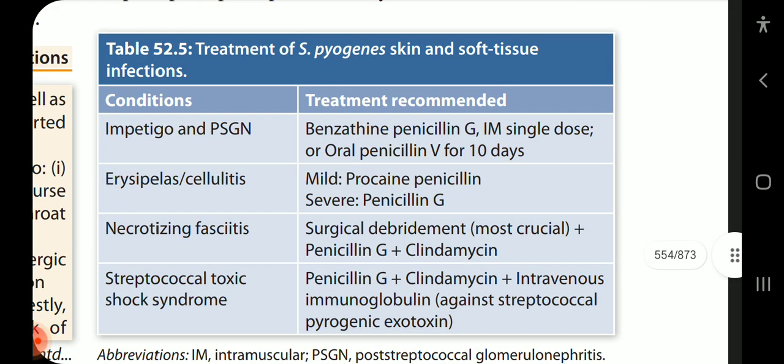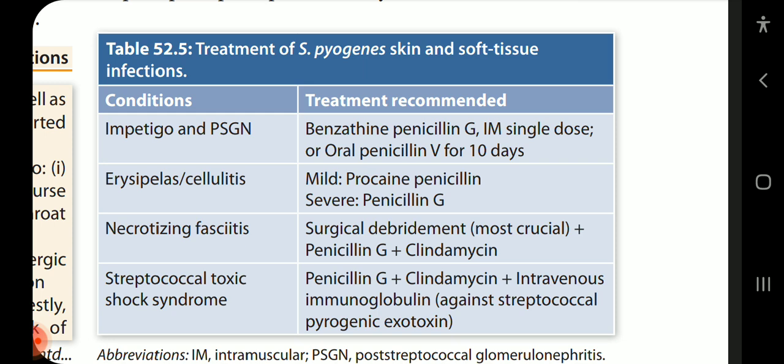The treatment of Streptococcus pyogenes skin and soft tissue infection. Impetigo and PSGN can be treated by benzathine penicillin G IM single dose or oral penicillin V for 10 days. Erysipelas and cellulitis treatment recommended is mild: procaine penicillin, and severe: penicillin G.